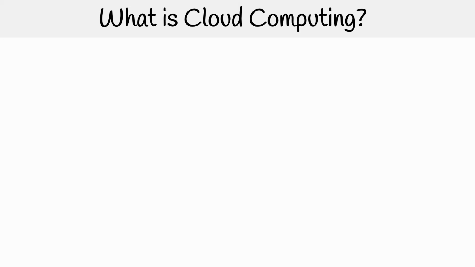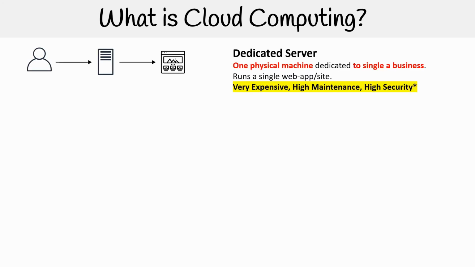So to really understand cloud computing, let's look at the evolution of servers to see how we got to cloud. If we go back to the 90s, if you wanted a server, you'd have to get a dedicated server. And what that means is you'd have to go out, buy a physical machine or all the components for it, assemble that machine, hire the IT staff, install the operating system, and it was really designed only to run a single web app or website.